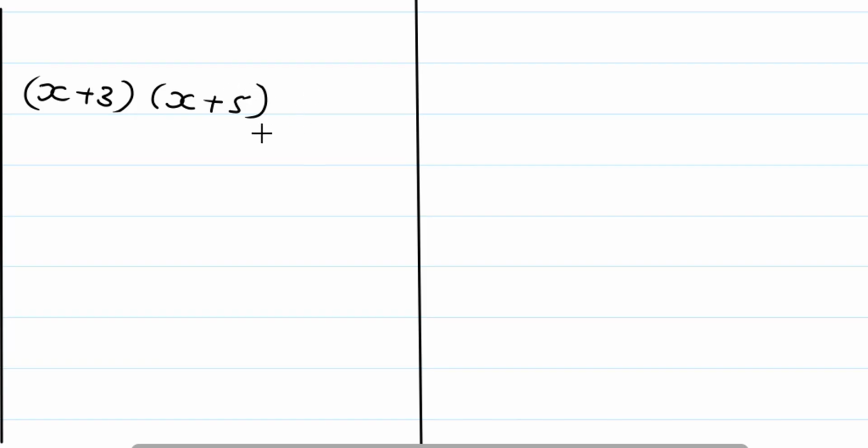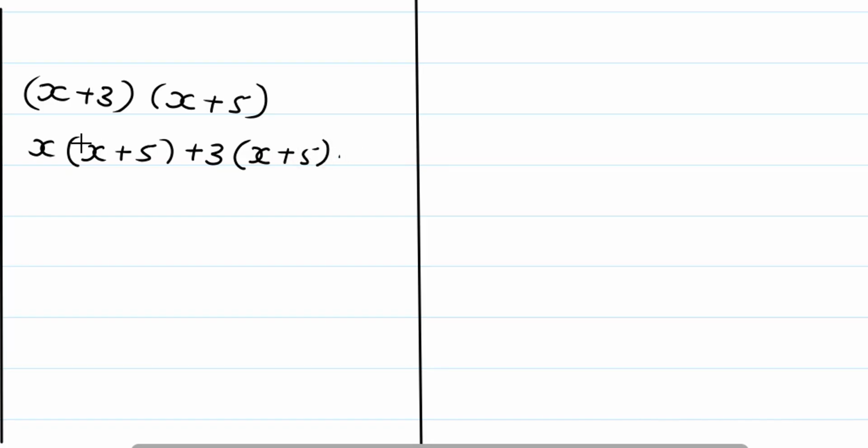And how do we do that? We take the first value in the first brackets, which is x, then that x, I will multiply it with everything in the second brackets, like that, which is x plus 5. Then I take the second value in the first brackets, which is 3, so I'd say plus 3, then I multiply that with everything again in the second brackets, which is x plus 5, like that.